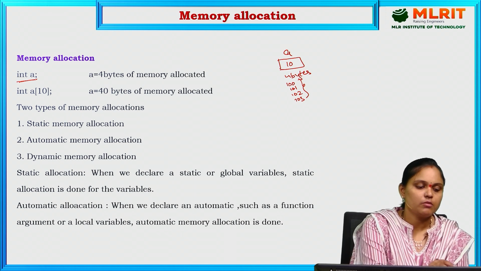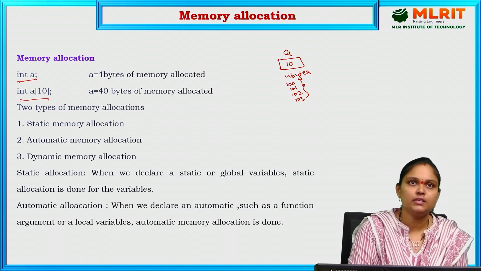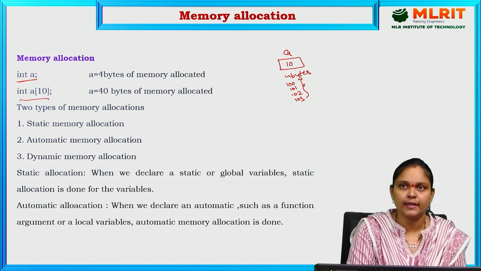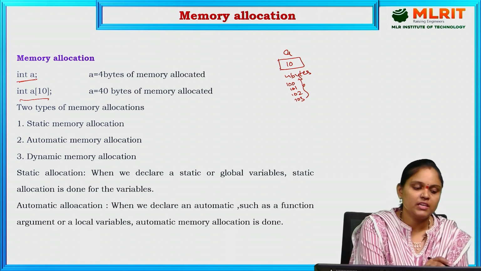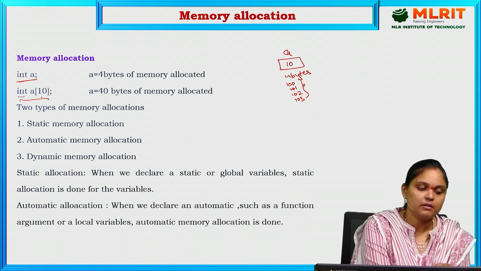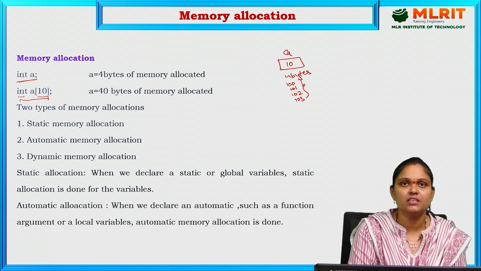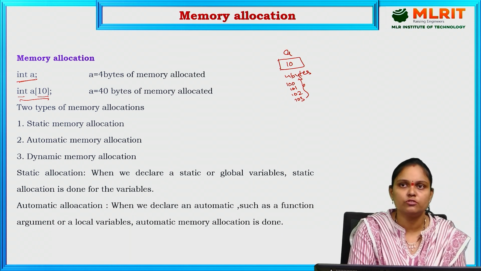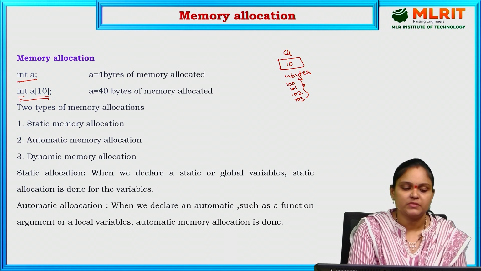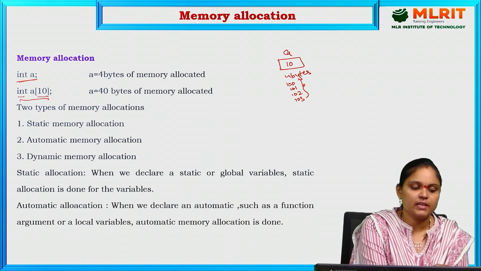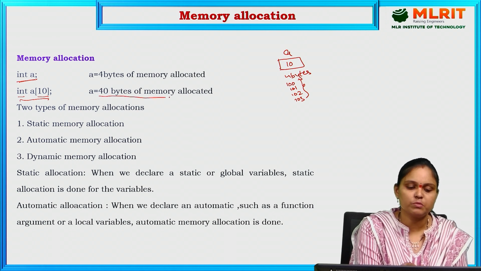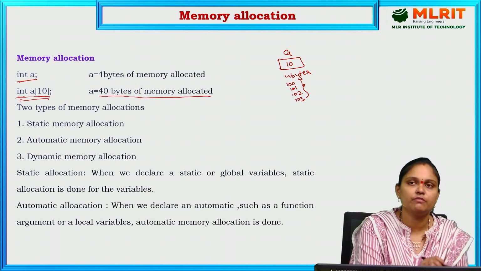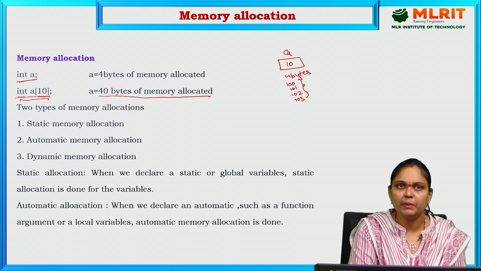Next, one more declaration we have, that is int a of 10. It is an array. We are declaring an array of 10 elements, the name of the array is a and the data type is int. That means memory is allocated for 10 elements, and each element has 4 bytes of memory capacity. The size of int is 4, so 4 into 10 will be 40 bytes of memory allocated to this array when declared inside the main function.